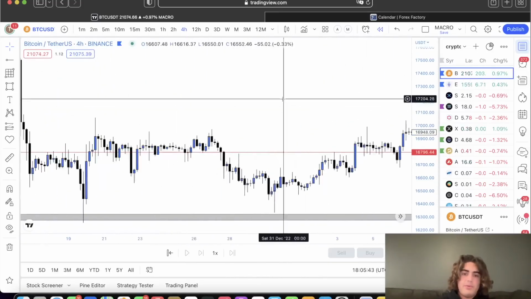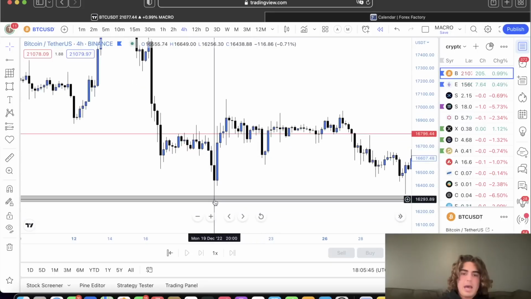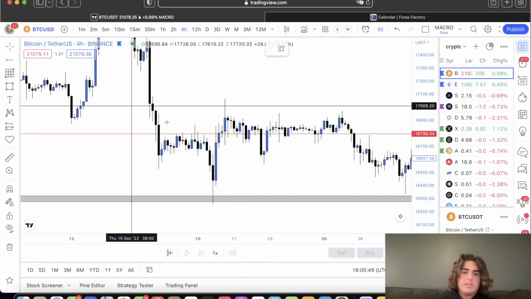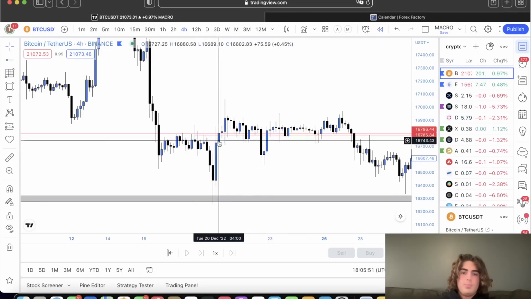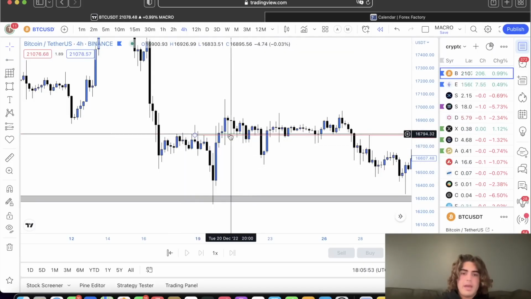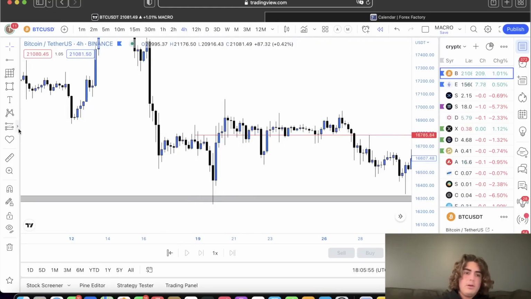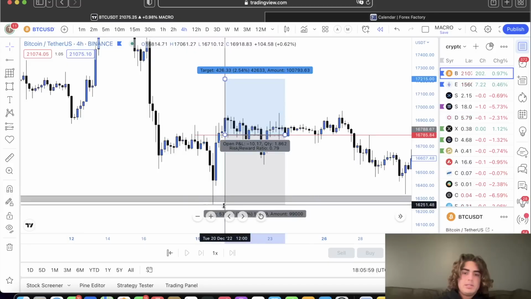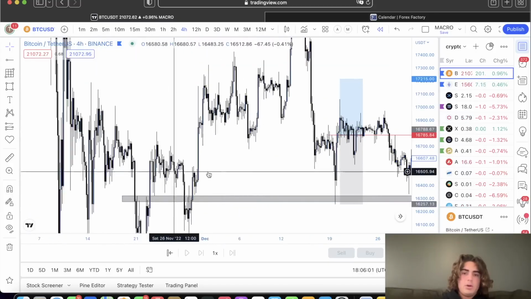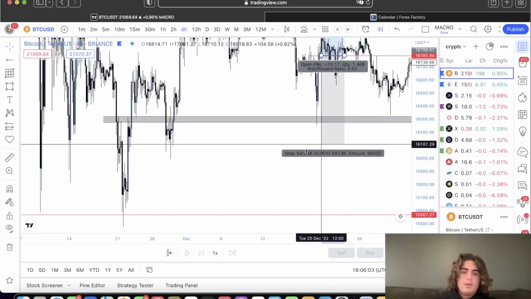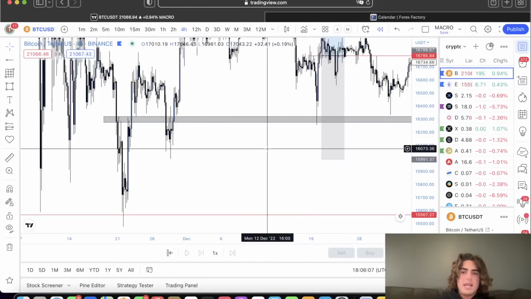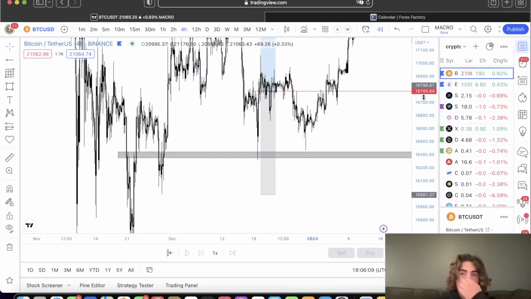Where are we entering? 4-hour break of structure. We tap into the order block, touches the body, strong reaction off of it. Where's our break of structure on the 4-hour? Boom, on this candle. Long position. Stop either under here, or all the way under this sweep of liquidity, wherever you want, or even under this daily low.